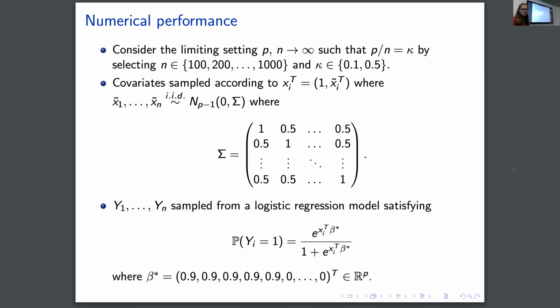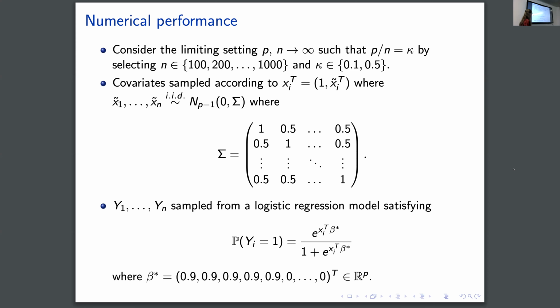Okay, so those were the main results. We can also look at the numerical performance, to see how our estimator behaves in practice. We're going to take the limiting setting where p and n both go to infinity, this time keeping the ratio p over n fixed. This is quite popular; Sur and Candès do this in, I think, both of their papers relating to logistic regression. We're going to take various values of n and two values of kappa.